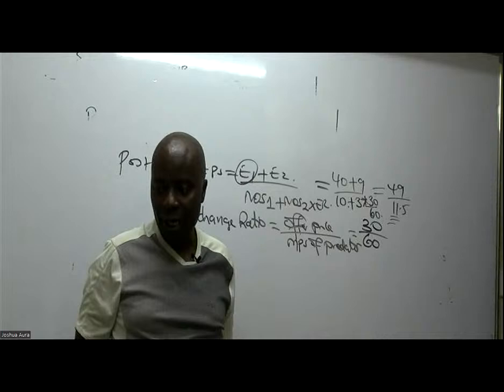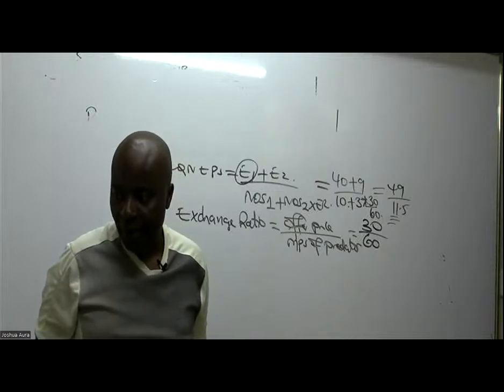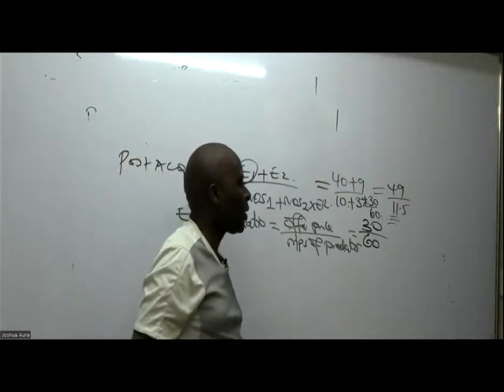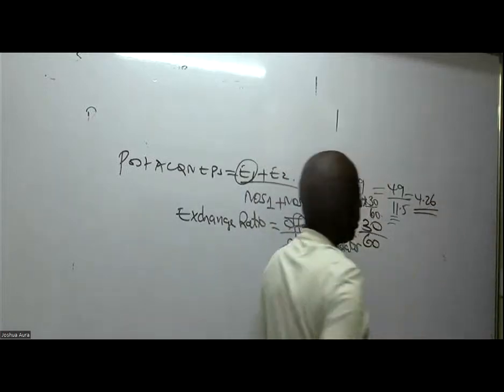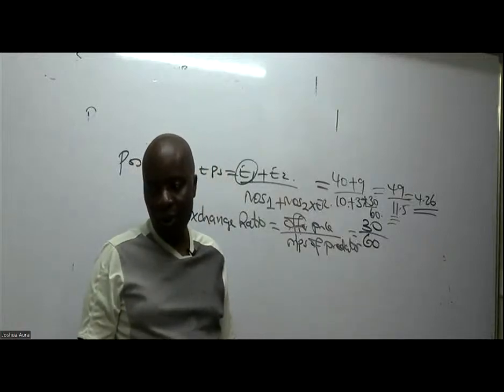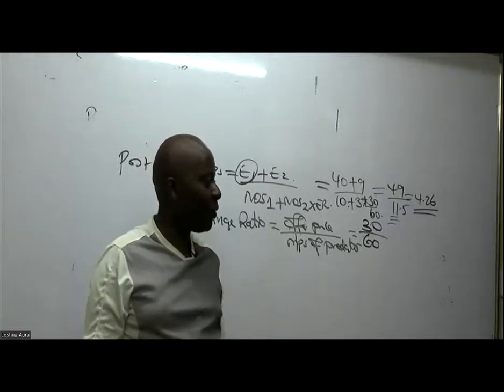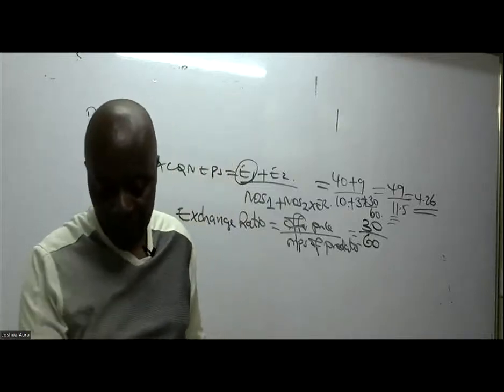49 over 11.5 will give me how much at the end of the day? 4.26. Is it 4.26 or 4.27? Just be keen. Of course, those are rounding off errors. It is 4.26.